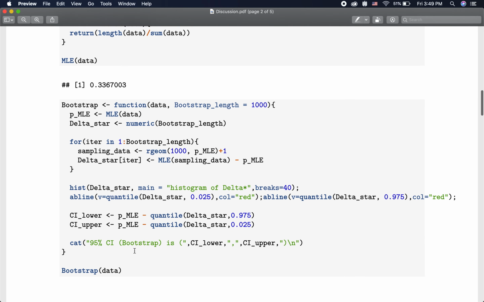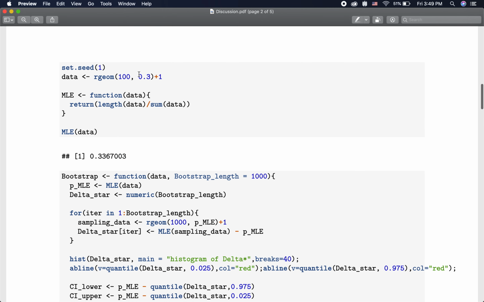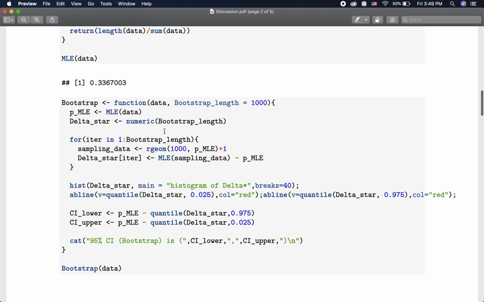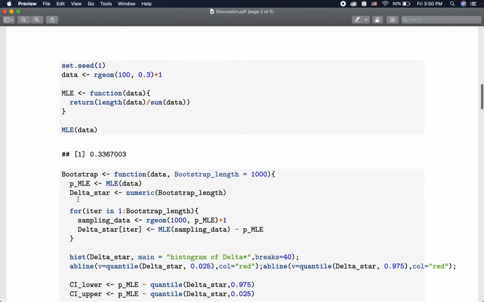And now we are going to construct the confidence interval for the true parameter. Just pretend we don't know what that value is, and that it is from the observation from the real world. Here, as an example, we know it's 0.3, but in practice we don't know what that value is, and we're trying to construct the confidence interval for that. So the idea of Bootstrap, or the procedure, is that given our observed data set, we first evaluate an MLE parameter.